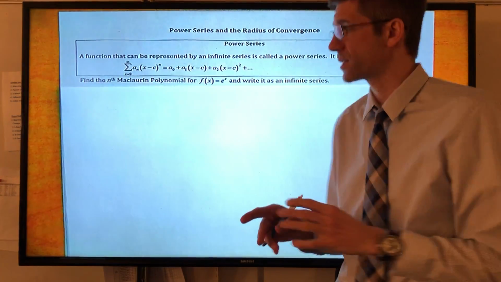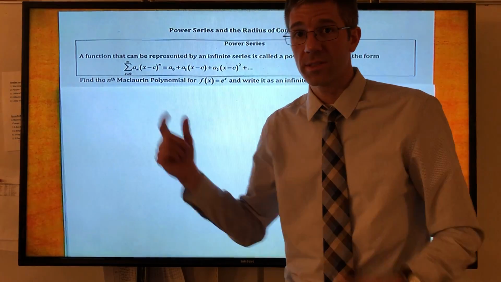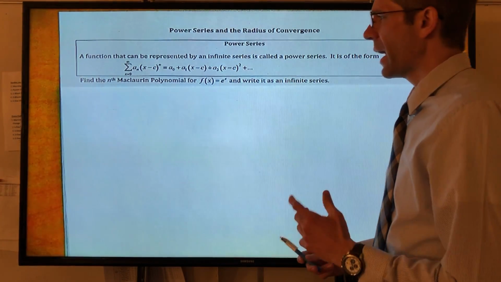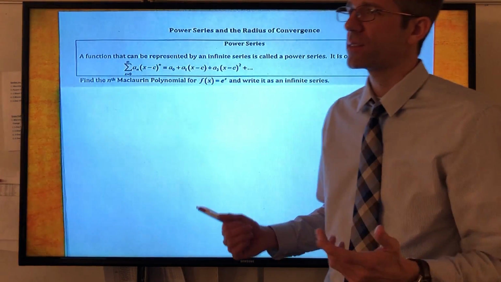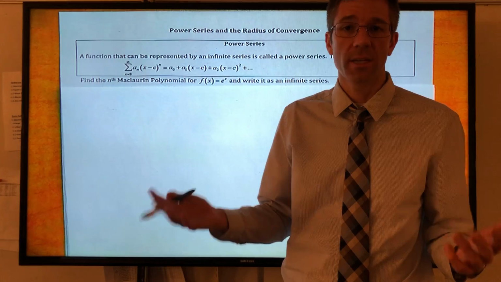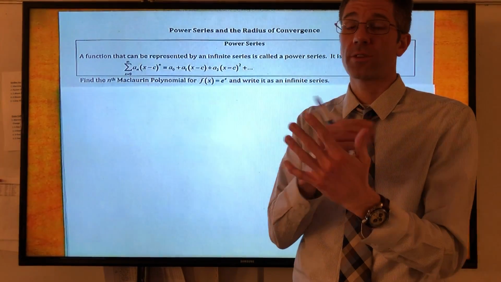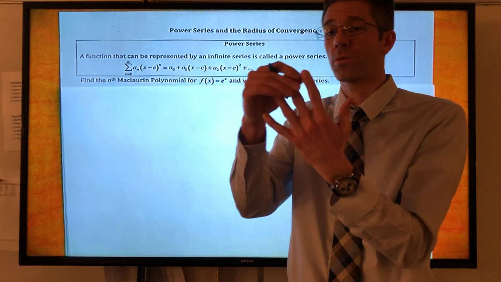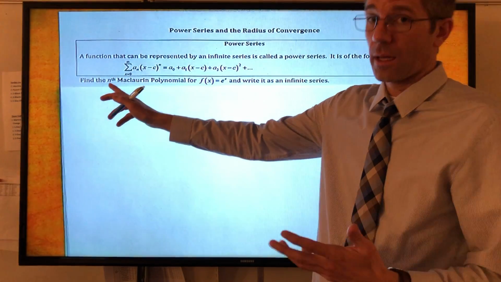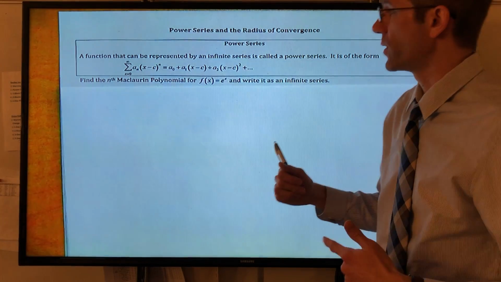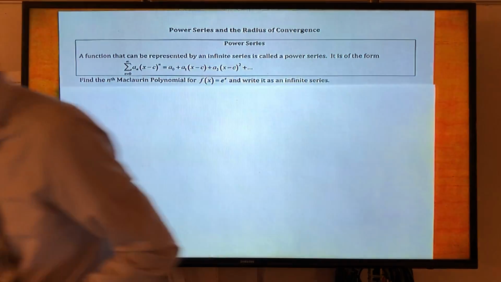Let's take this one piece at a time. A Maclaurin polynomial is centered at x equals 0, which makes things a little bit easier computationally. And it's the nth one. Normally if they said the fifth one, then we would have 6 terms. The fifth Maclaurin polynomial would be of degree 5, so x to the 0, x to the 1, 2, 3, 4, 5. This is the nth one, so we're going to have n plus 1 terms. And we're going to write it as an infinite series. So let's just start that idea.